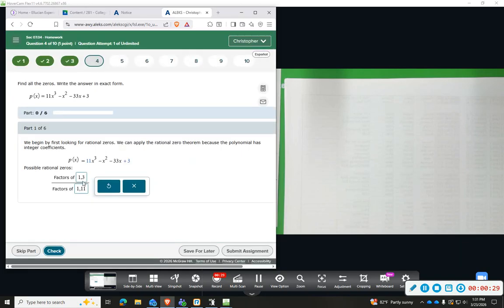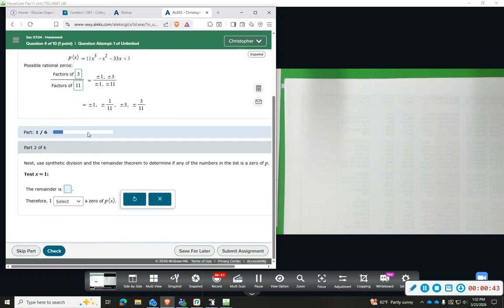Please check your commas. So let me see. Oh, I don't need to put both numbers yet. It just says factors of 3 and factors of 11. So I don't need to do that part yet. Okay. Then it writes the factors. It's going to divide all of them, positive and negative.